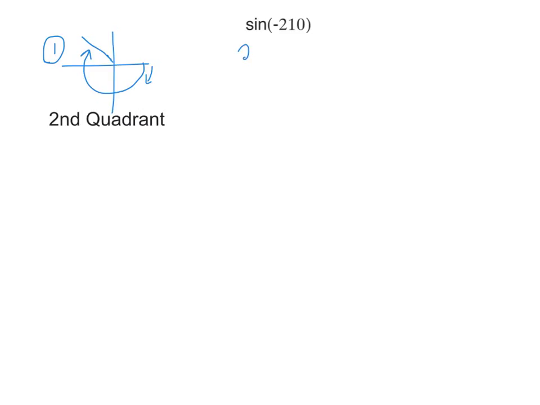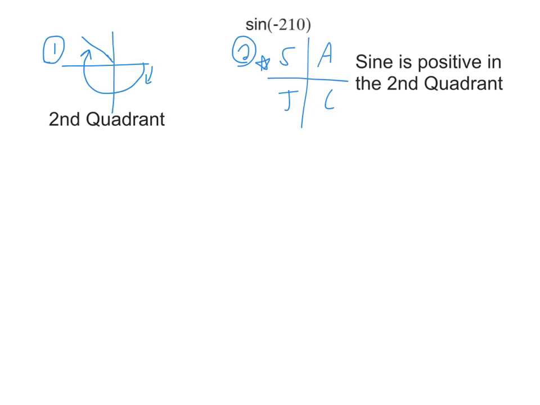Then next we need to figure out, in our second quadrant, is sine positive or negative. So we have All Students Take Calculus again. We're in our second quadrant, so in this case sine is positive, which is a good thing. That means our answer is going to be positive as well for the sine of negative 210.